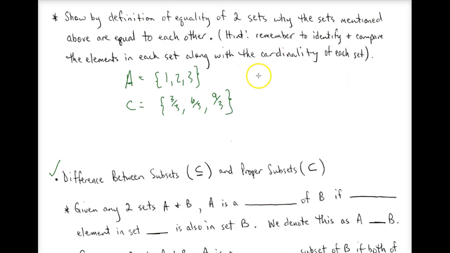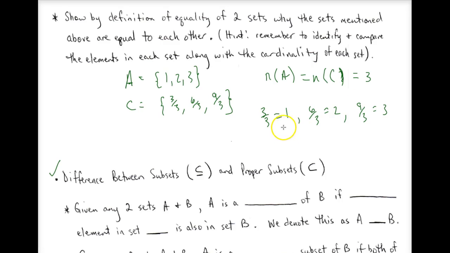So of course, we know that the cardinality of A and the cardinality of C are the same. And we know that 3 divided by 3 is 1, 6 divided by 3 is 2, and 9 divided by 3 is 3. And so we have the same exact elements in each set. So that is how we can show by definition of equality that the two sets A and C are equal. Okay. Now, let's go ahead and talk about subsets right quick.